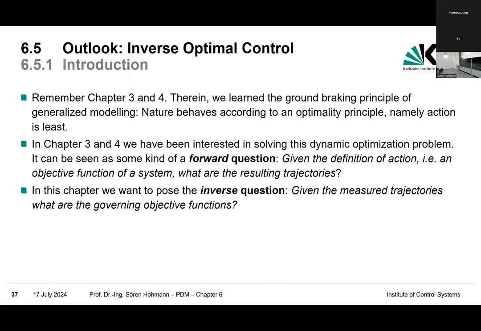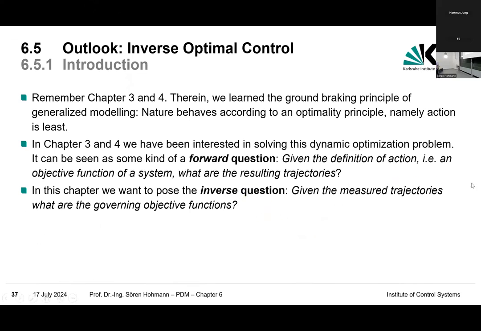So remember ODEs, you start with a performance index, dynamic setting, you do your calculations, you end up with either the Euler-Lagrange differential equation, the Hamilton differential equation, or even the Hamilton-Jacobi-Bellman equation, if you like. So it's more compact. And then you get ODEs. You solve the ODEs, you get the trajectories. You can plot the trajectories or see, okay, the ball is behaving like this. That's the forward question.